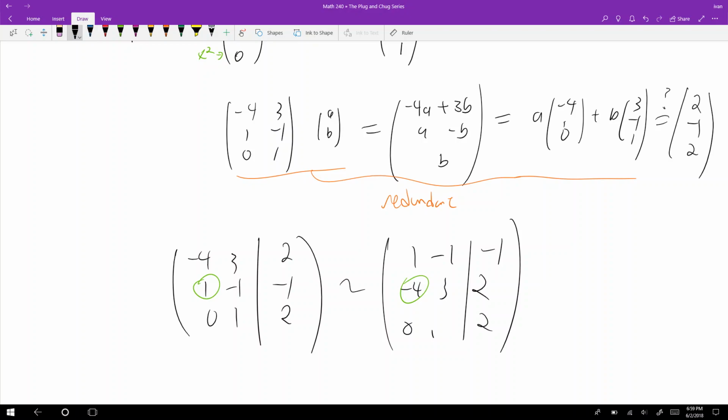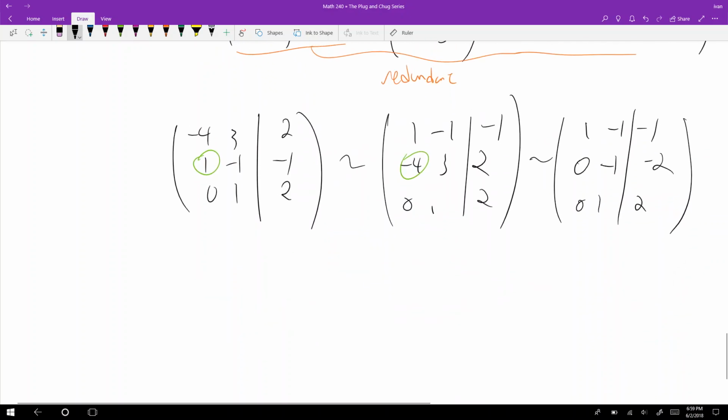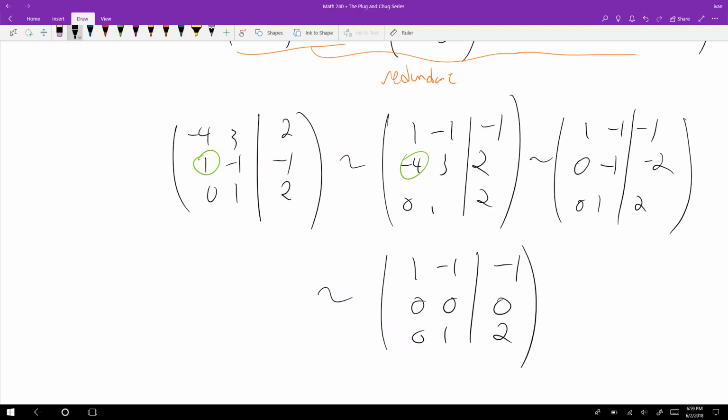I don't like dealing with fractions. And so what do I get? I get 1, negative 1, negative 1. The second row becomes the second row plus 4 times the first row: 0, negative 1, negative 2. Then 0, 1, 2. Oh, would you look at that? The second and third rows are linearly dependent, so I can just kill one of them. I'm going to kill the second row, and so we end up with that.